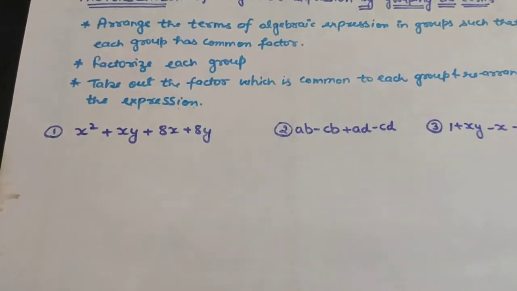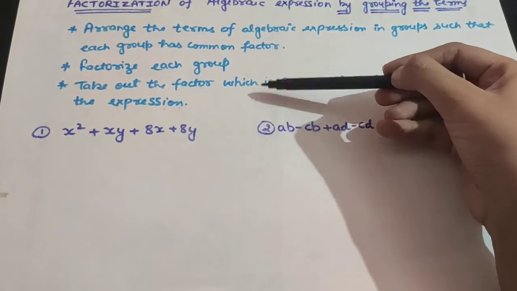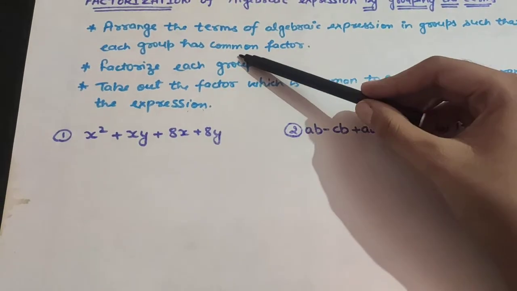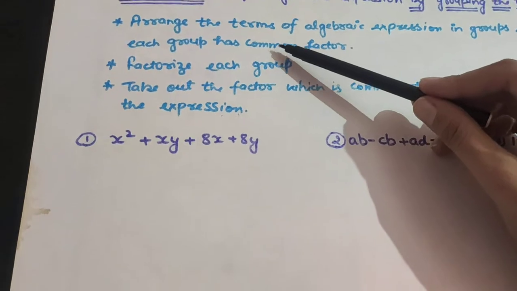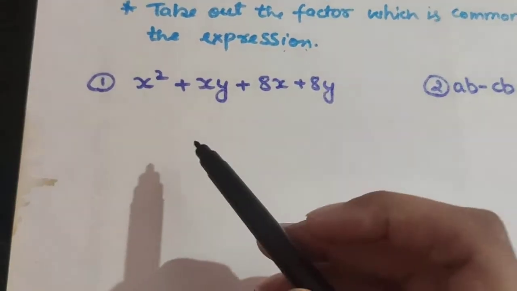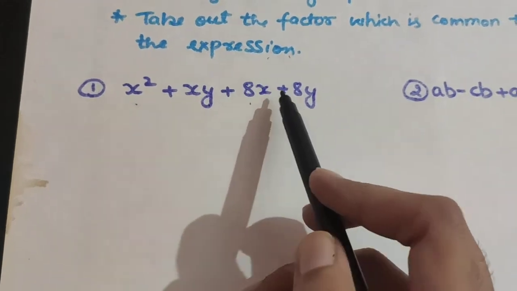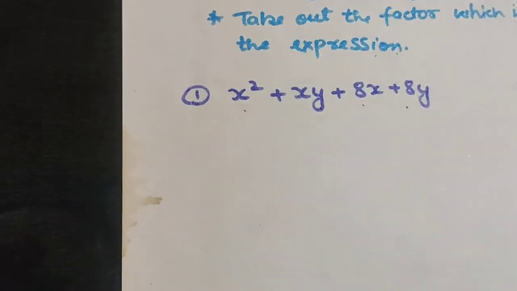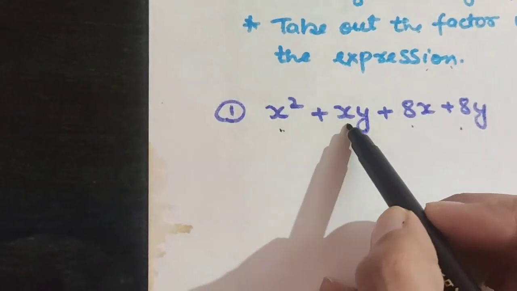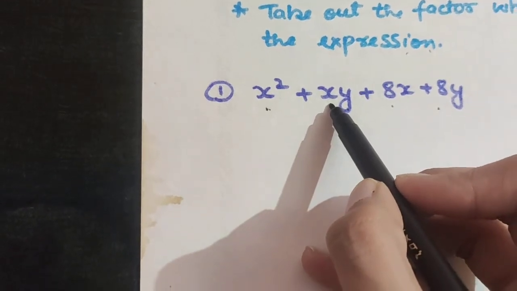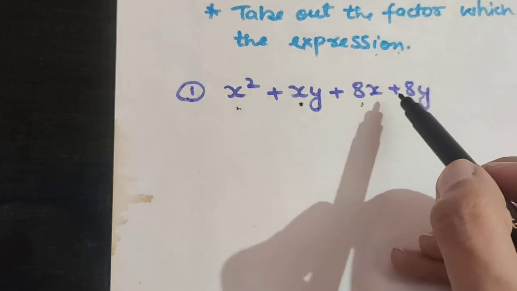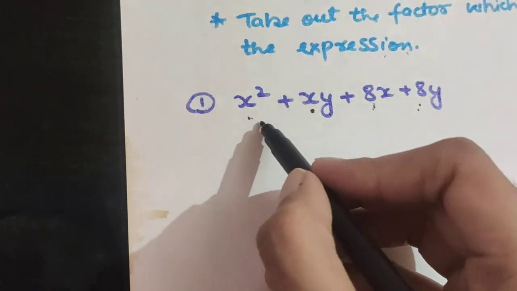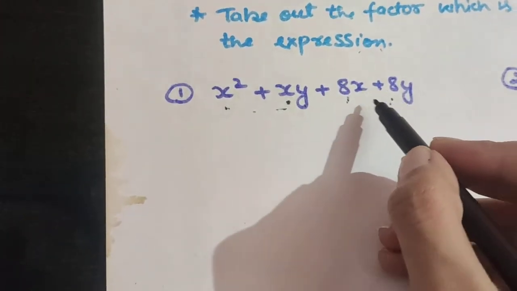Let us look at these three examples to understand how we will do factorization by grouping the terms. First, we have to make groups such that they have a common factor. So these are the terms in this algebraic expression. See whether they have a common factor or not. The first and the second term have the common factor x, right? And the third and the fourth term have the common factor 8. That means we can make this one group and this the second group.